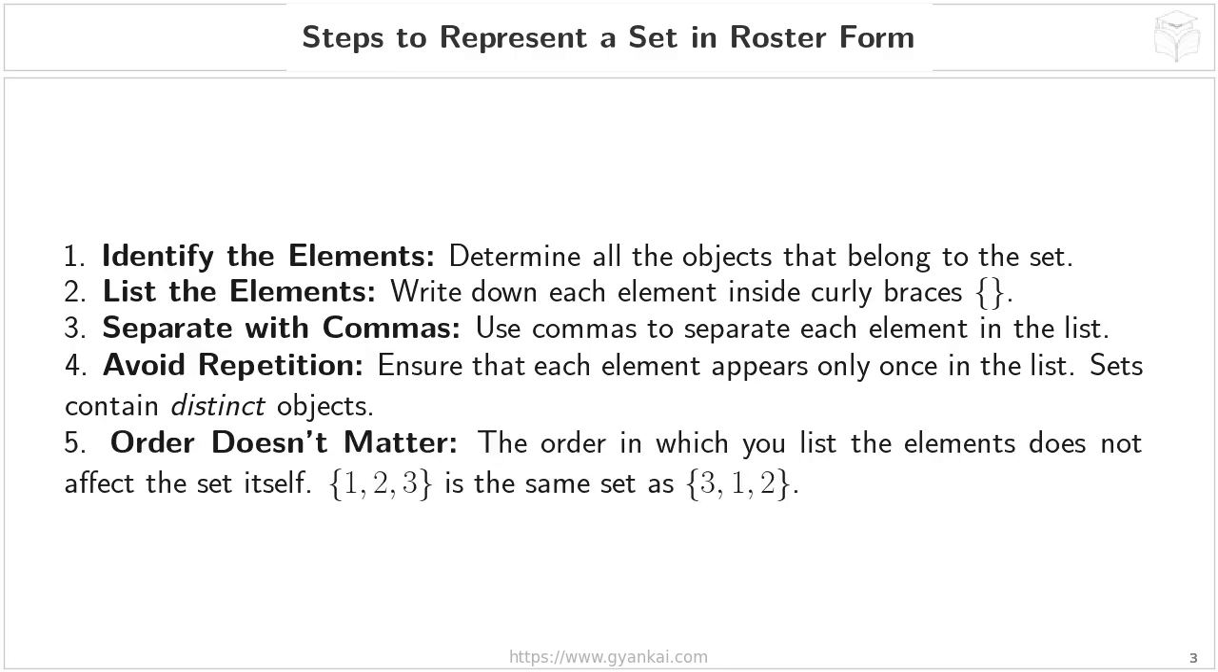Step 5. Order doesn't matter. Finally, remember that the order in which you list the elements doesn't change the set itself. A set containing 1, 2, and 3 is exactly the same as a set containing 3, 1, and 2. We can illustrate this by saying that the set 1, 2, 3 is the same as the set 3, 1, 2. Sets are about membership, not about the arrangement of their elements. Keep these 5 steps in mind, and you'll be able to confidently represent any finite set using the roster form. In the following slides, we'll work through some examples to solidify your understanding.